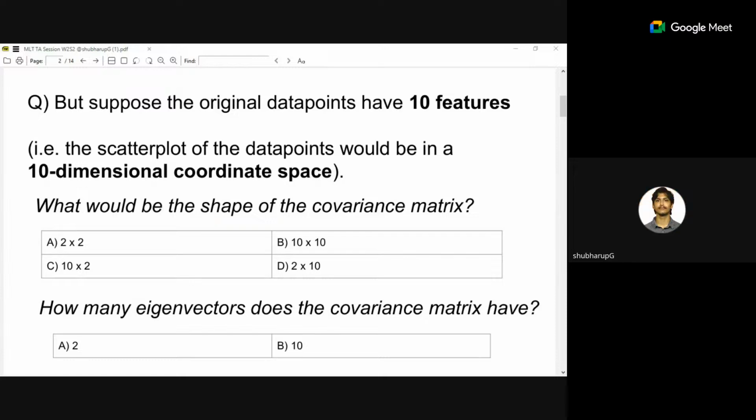Suppose the original data points have 10 features, right? So although we can't plot it for obvious reasons, or we could, but we couldn't visualize it, the scatter plot would be in a 10-dimensional coordinate space or ambient space, right? So what would be the shape of the covariance matrix? So 10 cross 10, right?